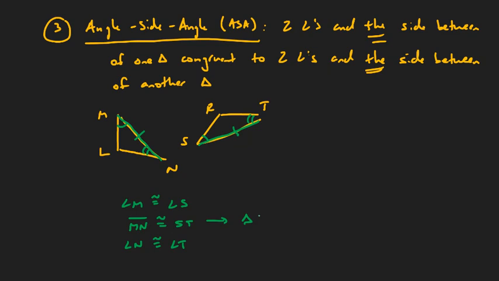And you're done. So angle M is congruent to angle S. Segment or side MN is congruent to segment or side ST. And that angle N is congruent to angle T. If you know these three things, angle, side, angle, then the two triangles are congruent. So triangle LMN is congruent to, so L corresponds to R, M corresponds to S, and N corresponds with T. Triangle LMN is congruent to triangle RST by angle, side, angle.